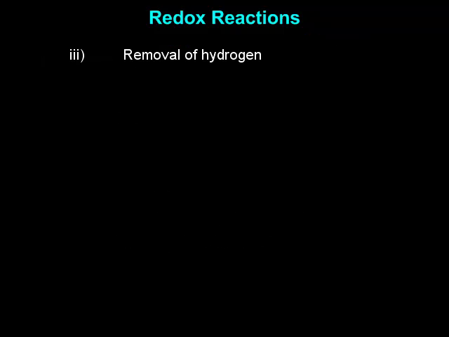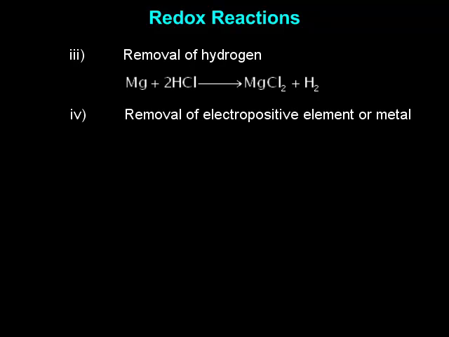Removal of hydrogen. Mg plus 2HCl gives MgCl2 plus H2. Removal of electropositive element or metal. 2KI plus H2O2 gives 2KOH plus I2.